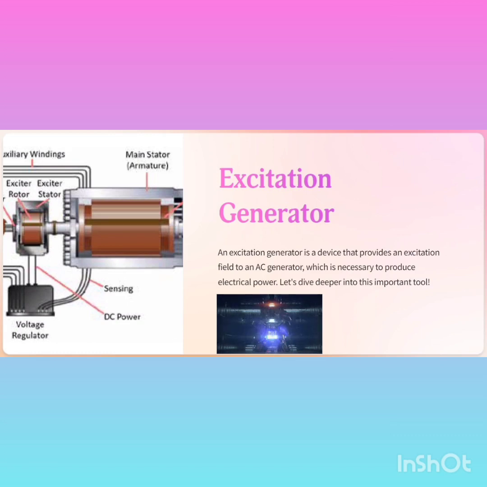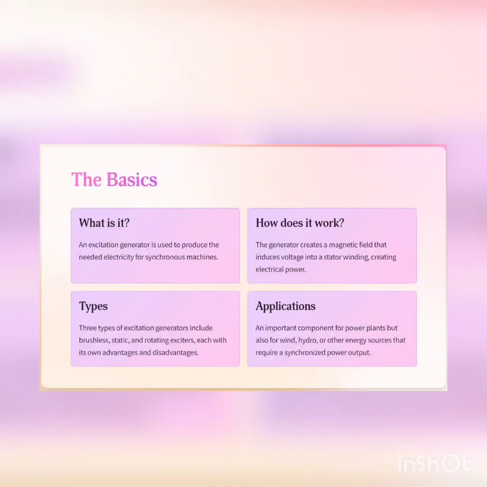Excitation generator. An excitation generator is a device that provides an excitation field to an AC generator, which is necessary to produce electrical power. Let's dive deeper into this important tool. The basic: an excitation generator is used to produce the needed electricity for a synchronous machine. How does it work? The generator creates a magnetic field that induces voltage into a stator winding, creating electrical power.